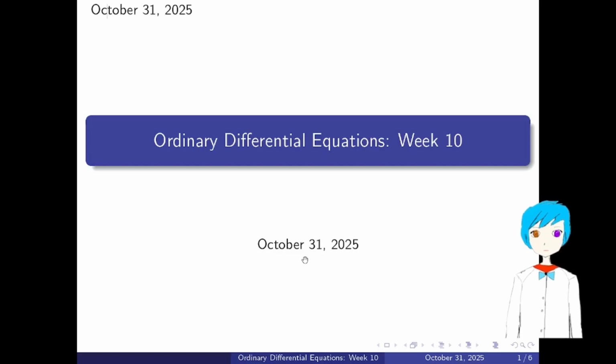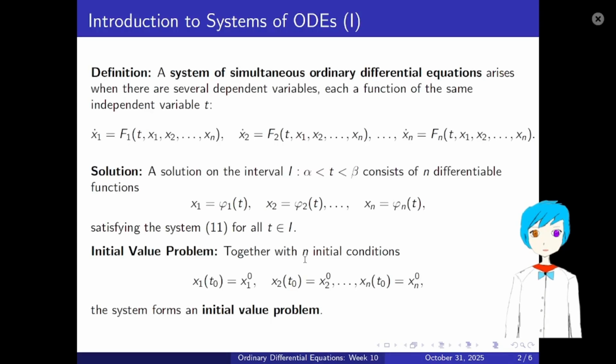Today we are going to do a review of our week 10 lecture for the ODE course. In this week, we introduce the concept of ODE systems. Basically, an ODE system describes interrelated variables x1 to xn. Each xi satisfies an ODE, but the right-hand side fi depends not only on xi but also on all the other variables from x1 to xn.